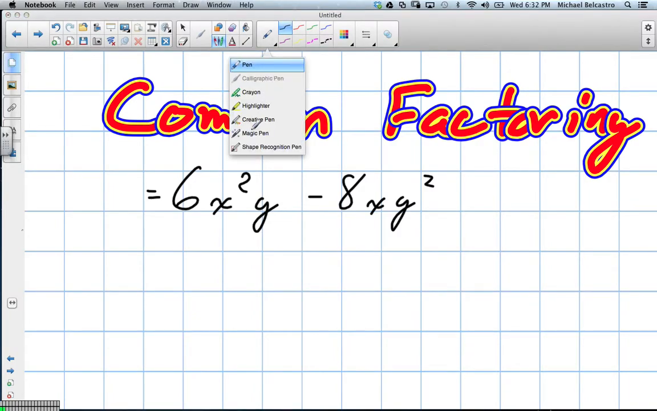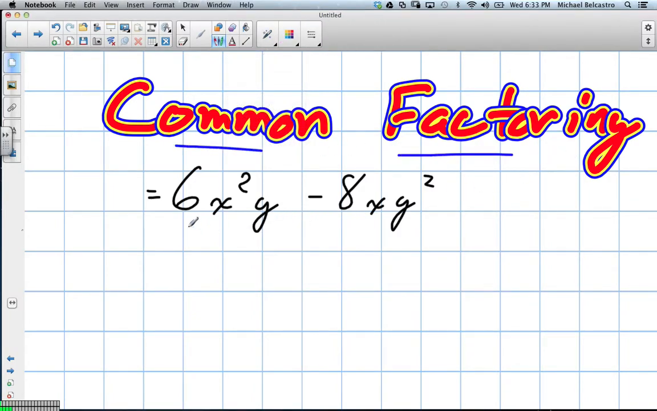So we're going to go over common factoring here. And we have two terms in our common factoring. You could have 3 terms, 4 terms, right? We're just going to focus on the 2. What we want to do is get a feel for all the different types of terms.